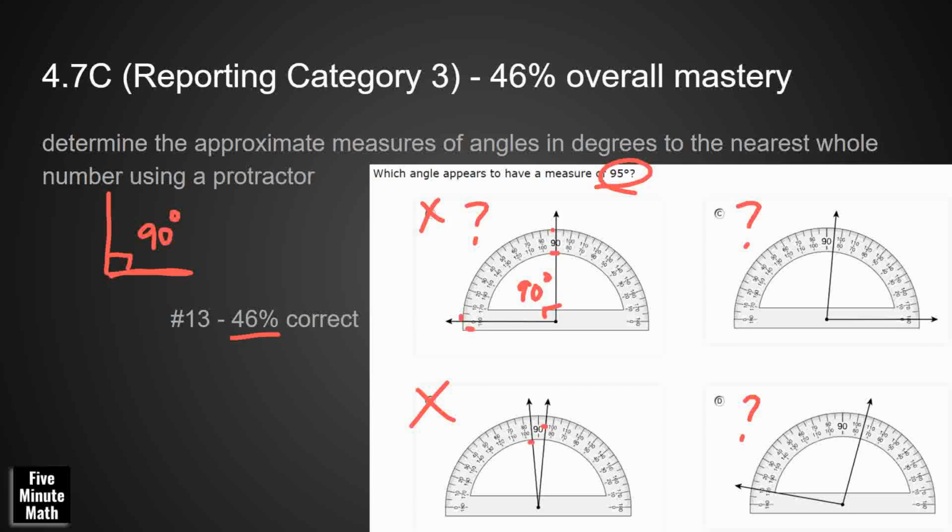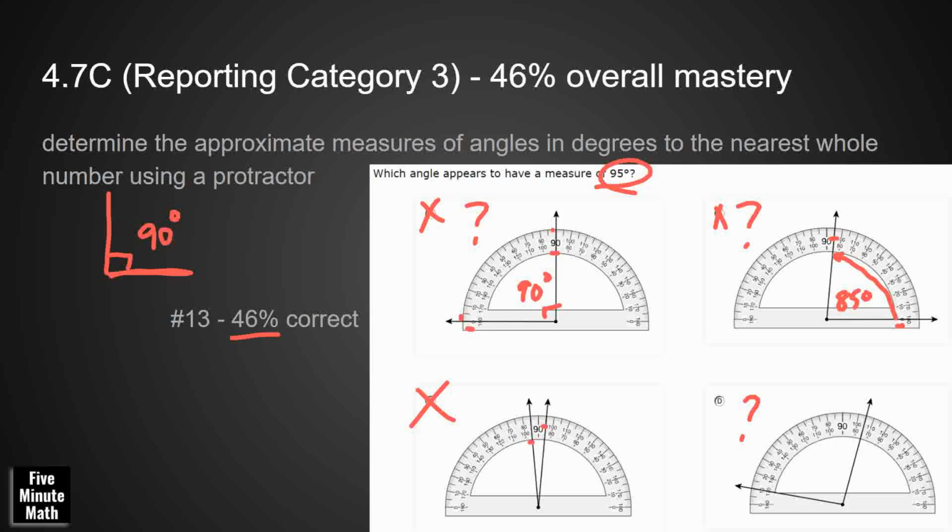C, it's opening to the right, so we're going to go from 0 on the inside all the way up to, look at that, it's 85. It's 95 if we count it on the outside, but we're not counting on the outside because our 0 is on the inside. So it's not this one.